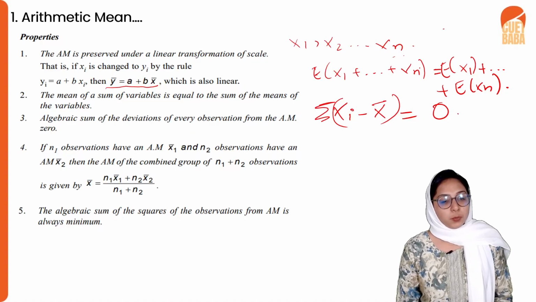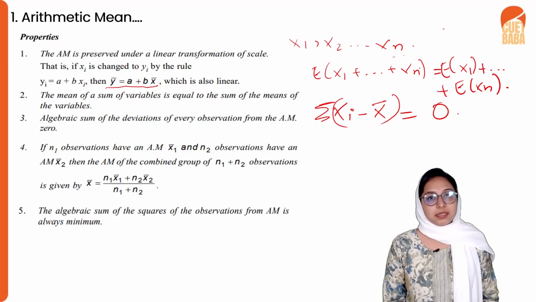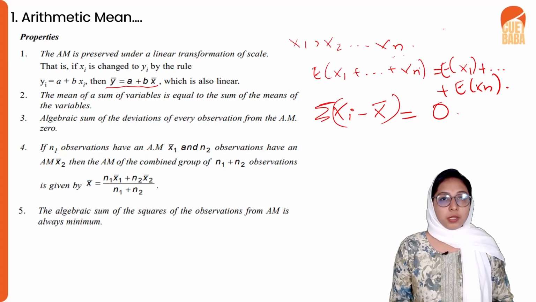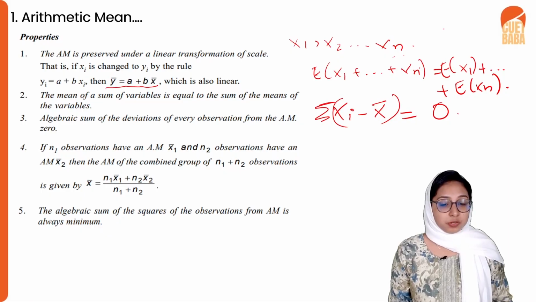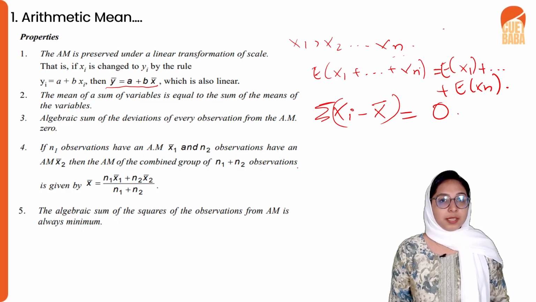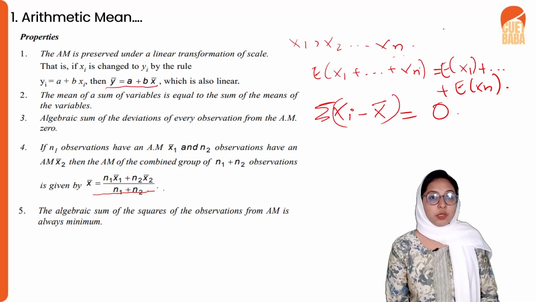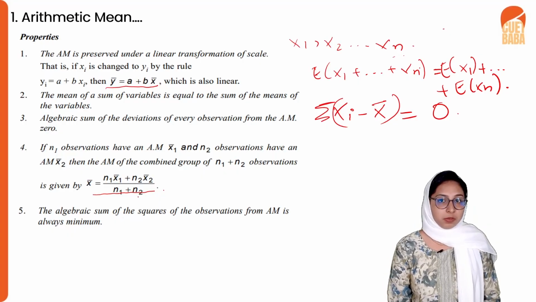And the fourth property is, if there are n1 observations and its arithmetic mean is x1 bar, and there are n2 observations with arithmetic mean x2 bar, then the combined arithmetic mean of the n1 plus n2 observations will be x bar is equal to n1 into x1 bar plus n2 into x2 bar divided by n1 plus n2.